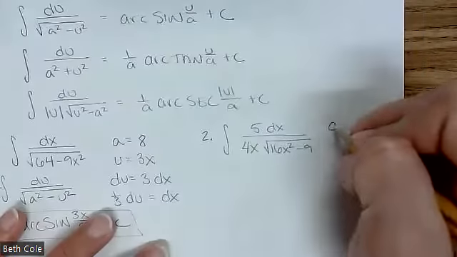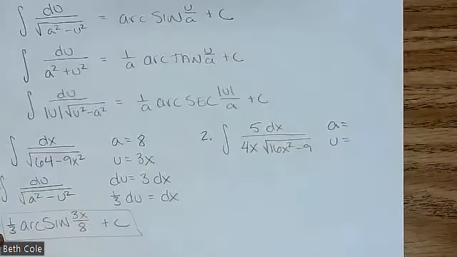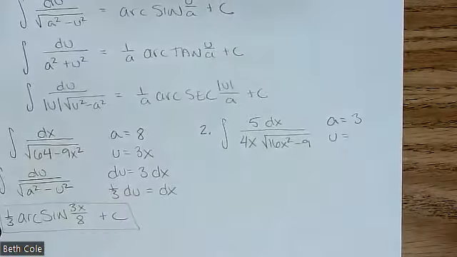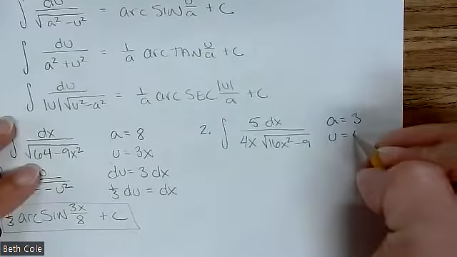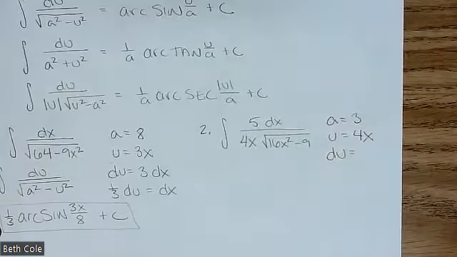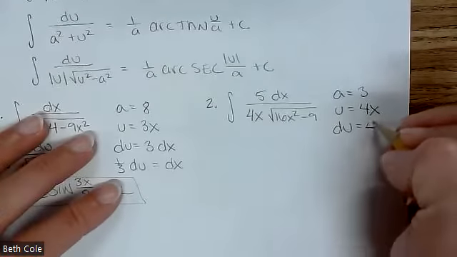Okay. So A is going to be a value. U is going to be a variable. So what do you guys think for A? It's going to just be a number. 3, perfect. And then U, 4x. You still have to do the derivative of that. It's like a regular U substitution. So the derivative would be 4dx.